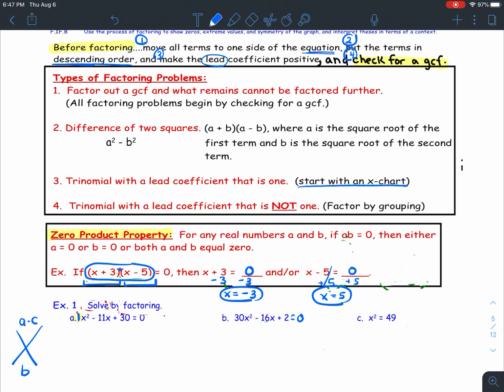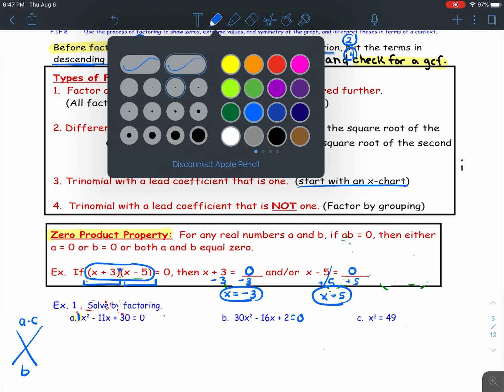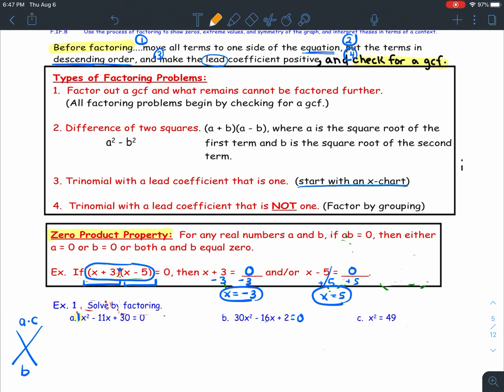Okay, and you'll notice it says here, start with an X chart. So I'm going to make a little X chart off to the side. I'm going to put A times C in the top. I'm going to put B in the bottom. A times C would be 30. B in this problem would be negative 11.